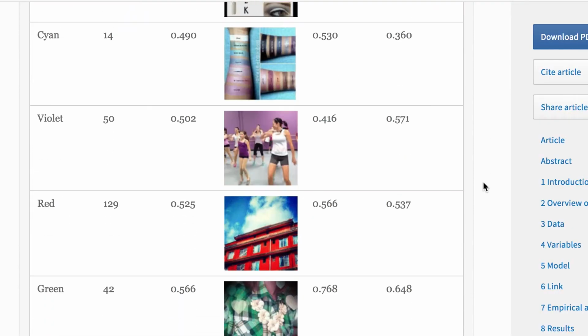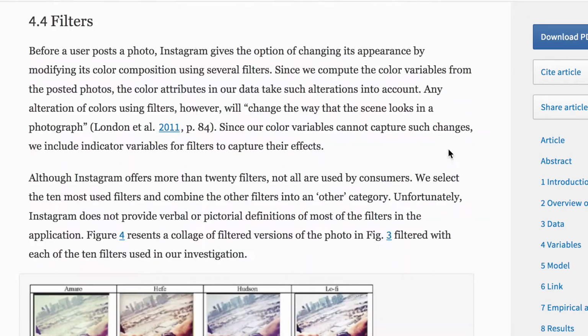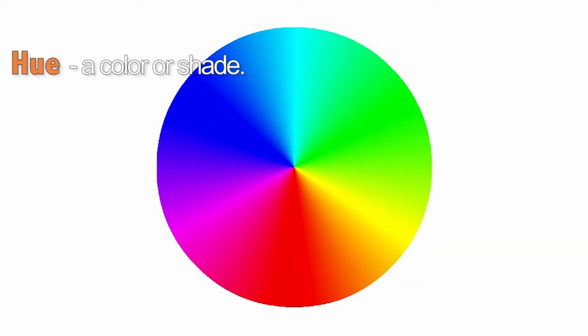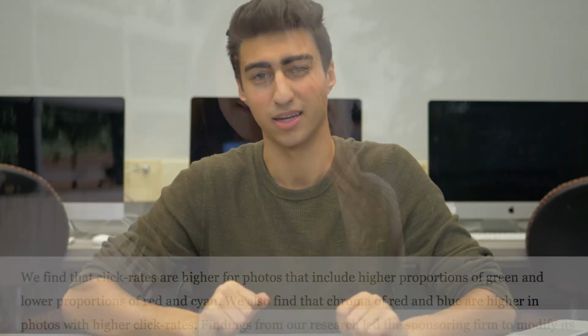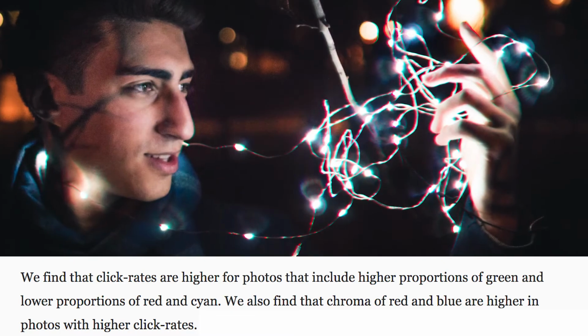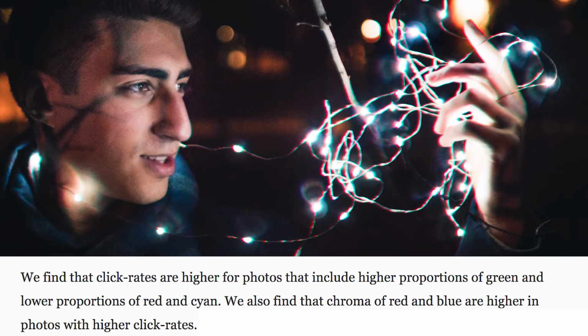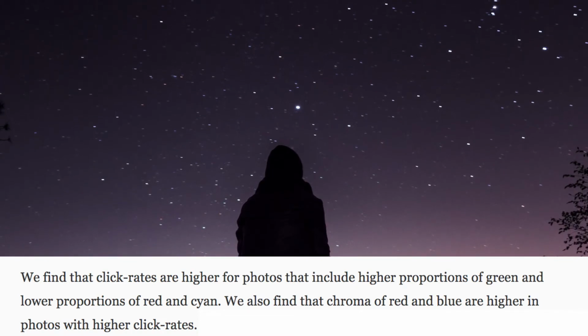They not only checked out the effect of colors on click rates, but they analyzed every single Instagram filter's effect, and it's crazy. Before I get to the findings, there's three key words that they analyzed here: hue, chroma, and brightness. The combination of these factors is what they considered color composition. This is a quote from their main finding. We find that click rates are higher for photos that include higher proportions of green and lower proportions of red and cyan. We also find that chroma of red and blue are higher in photos with higher click rates.